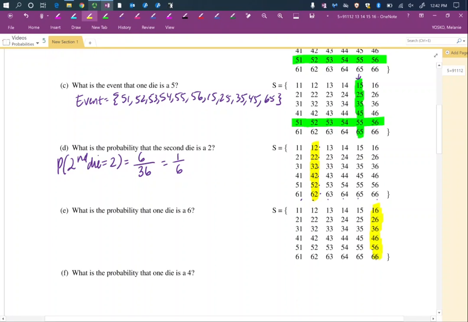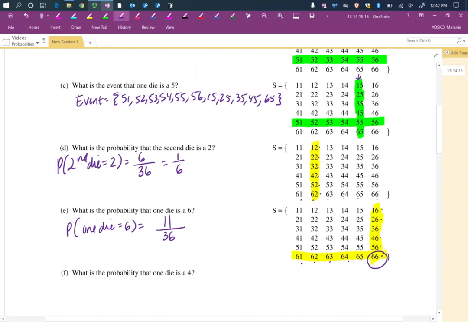Here's where the second die is a 6. Here's where the first die is a 6. Okay, so probability, one die is a 6. My denominator is going to be 36 because there's 36 total. And then we're going to count them. How many have one die as a 6? 1, 2, 3, 4, 5, 6, 7, 8, 9, 10, 11. Notice, don't count this one twice. So that's 11 out of 36.